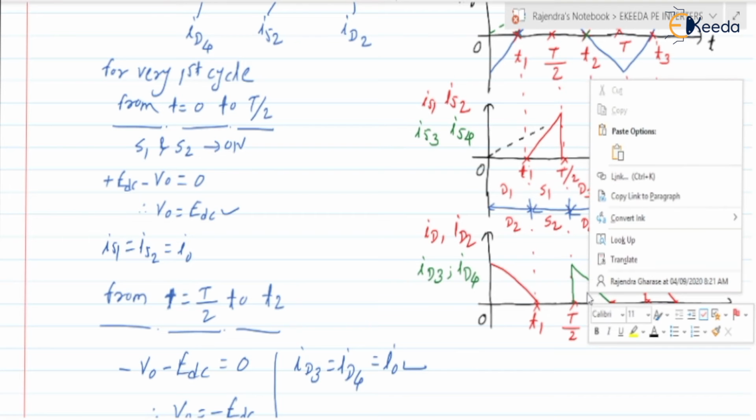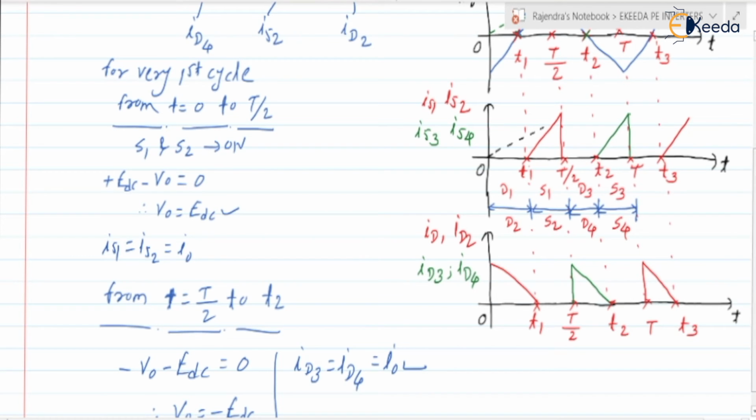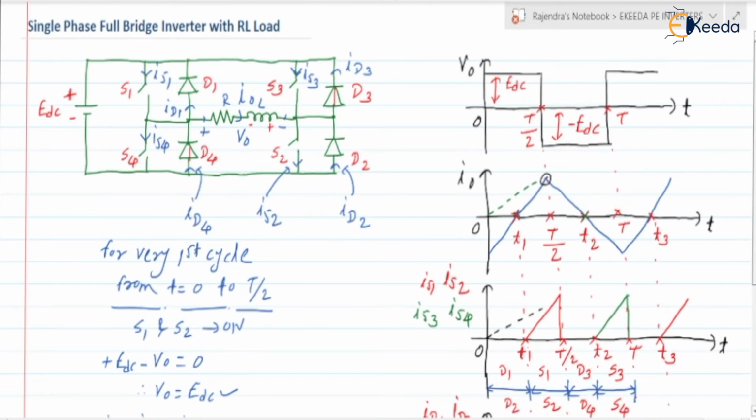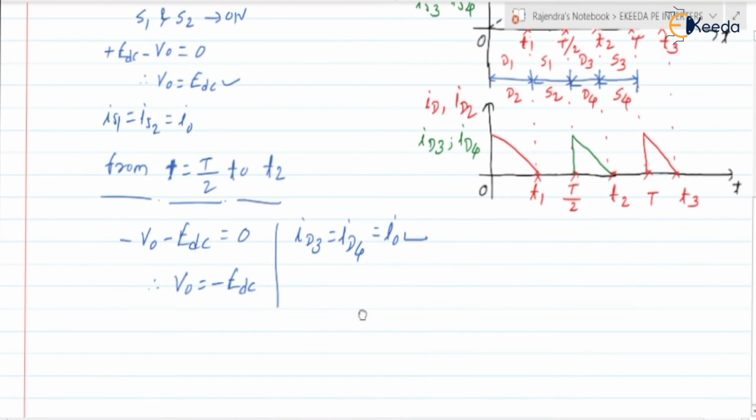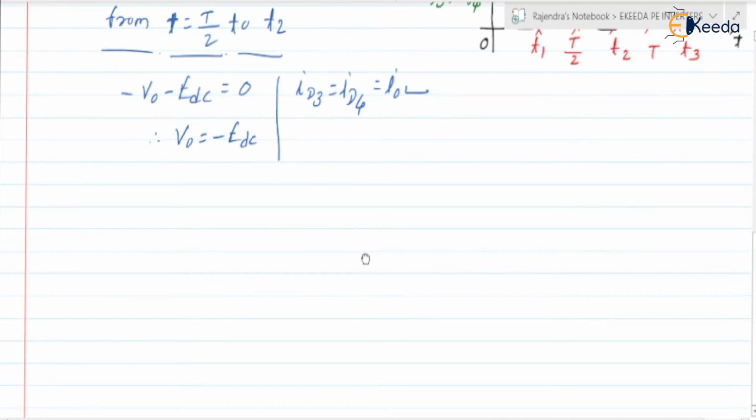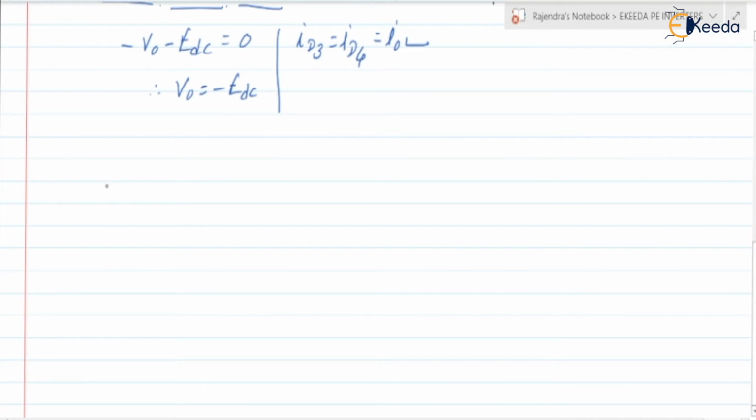So here the inductor is releasing the energy, and the inductor has released its energy till T2. Now after T2, what are we doing? From t equal to T2 till capital T.